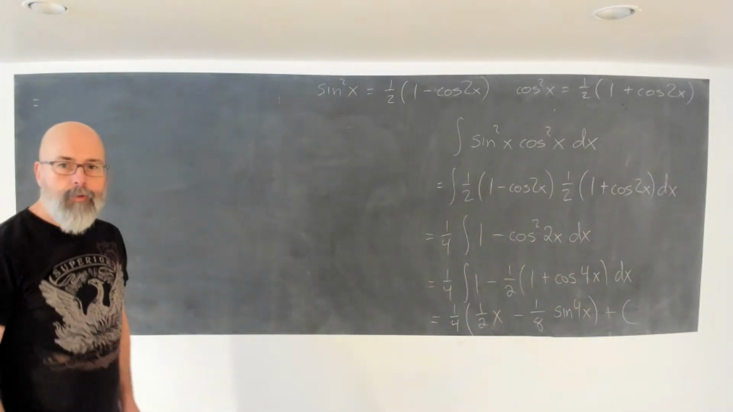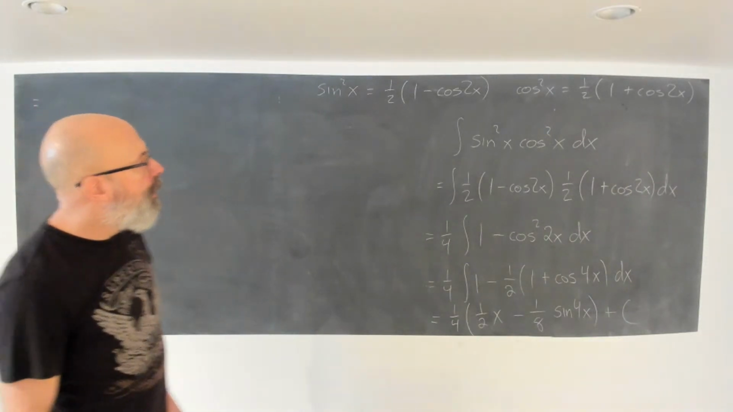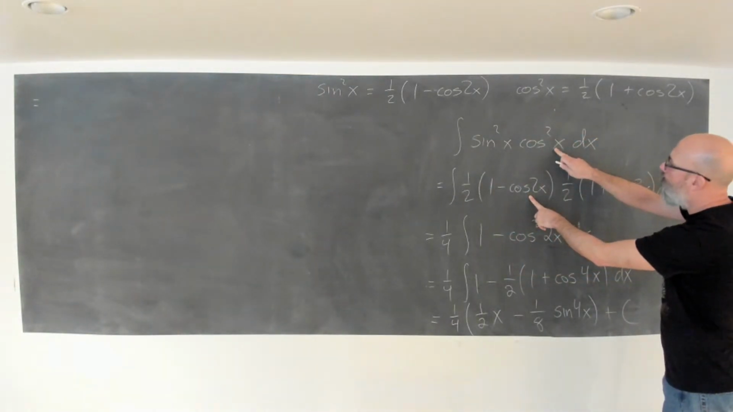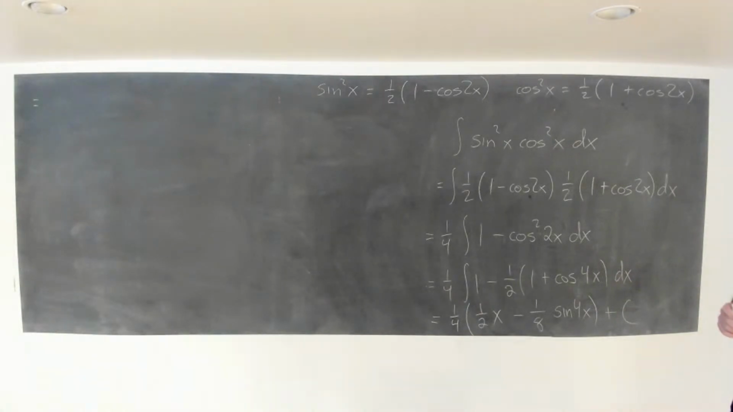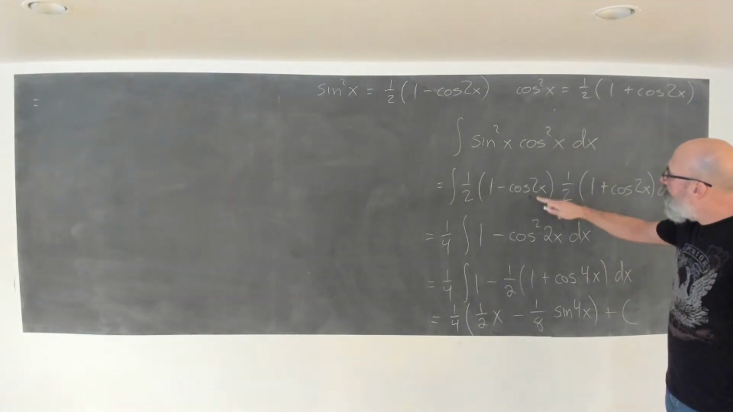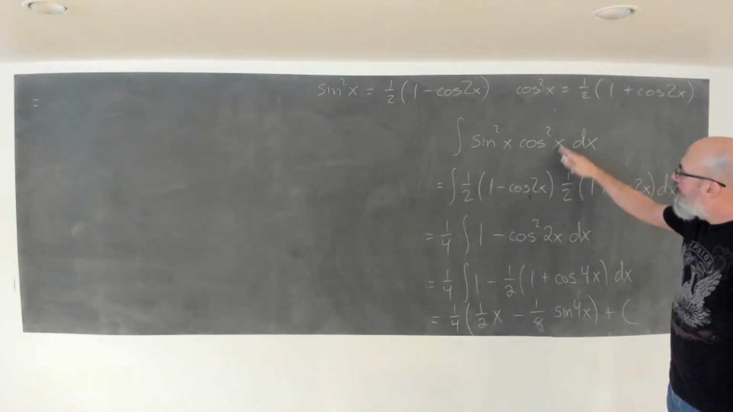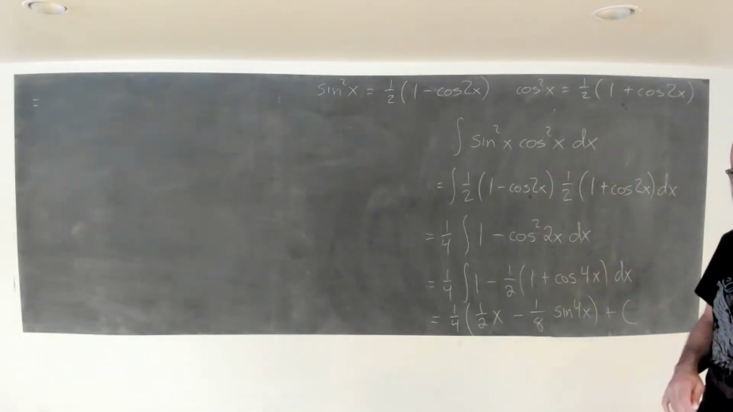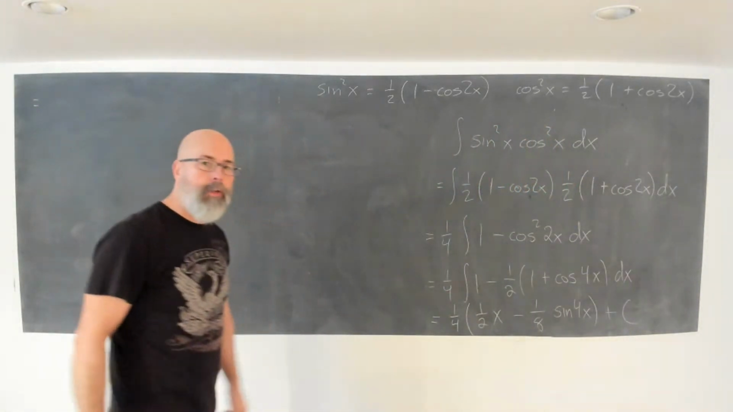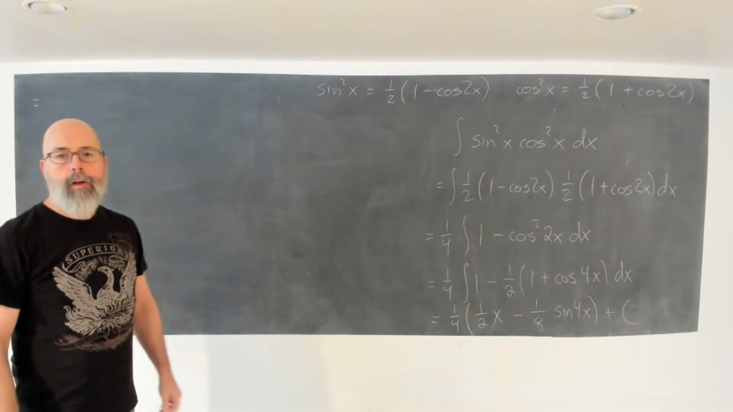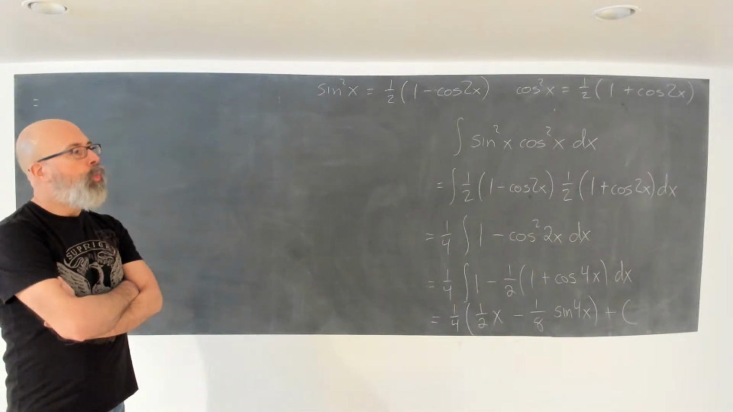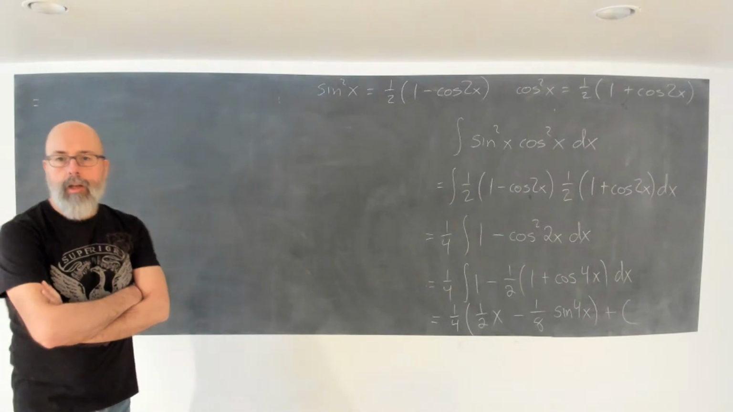Why did we do half angle for both and not just for sine? If you do it for sine, you'll have a cosine 2x and then a cosine squared of x. And it's not nice. You've got cosine 2x and cosine x. It's not the same argument. We'd like to stay away from that if we can.